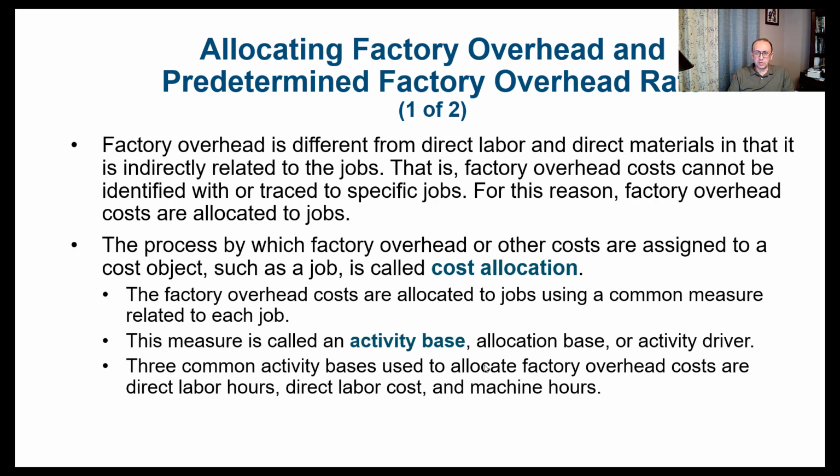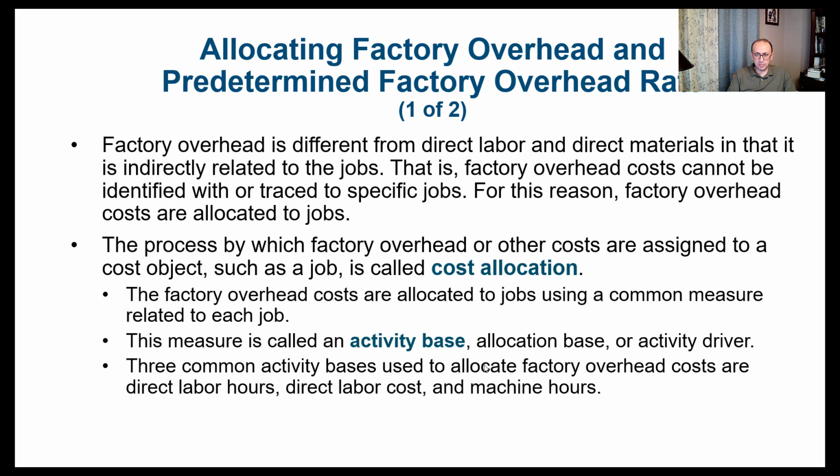So in cost allocation, the factory overhead costs are allocated to jobs using a common measure related to each job. This measure, we usually call it the activity base. Sometimes we can call it the allocation base or activity driver. But I think in this textbook we're going to use the term activity base more often. So three common activity bases used to allocate factory overhead costs could be the direct labor hours, the direct labor cost, and the machine hours. So whenever we are given a problem, please pay attention to what is the activity base that we're going to use to allocate our overhead cost, or in other words, calculate our overhead rate.